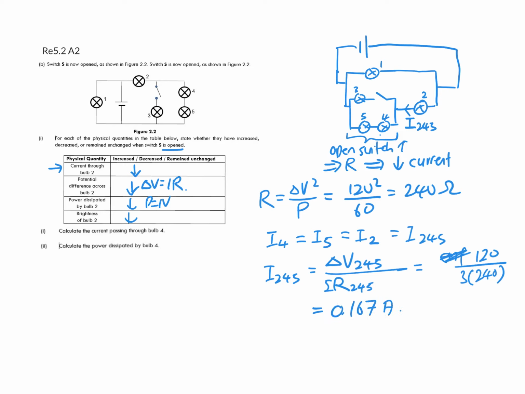0.167 amperes. Now for the last part, to get the power dissipated, we can use I squared R for the power equation, and borrowing the answer from the earlier part and plugging in the resistance of the bulb, this is how we can obtain 6.67 watts.